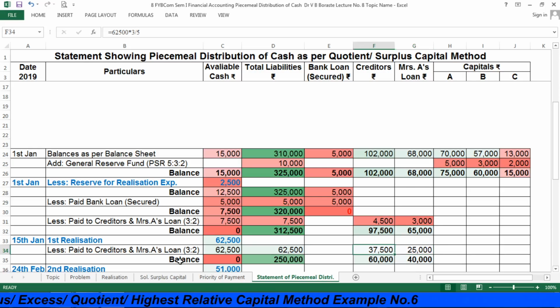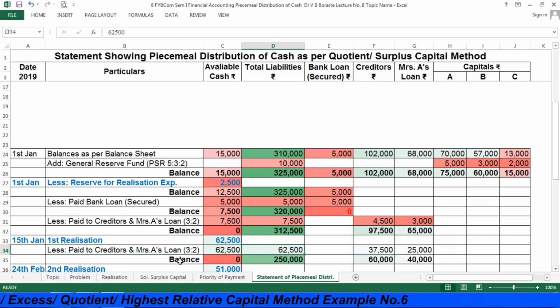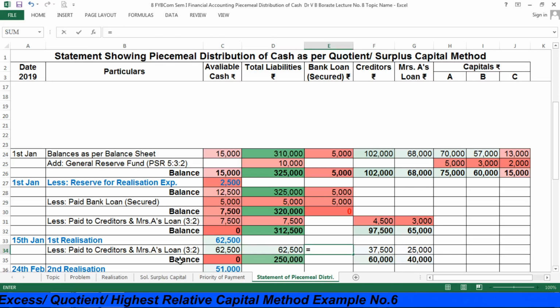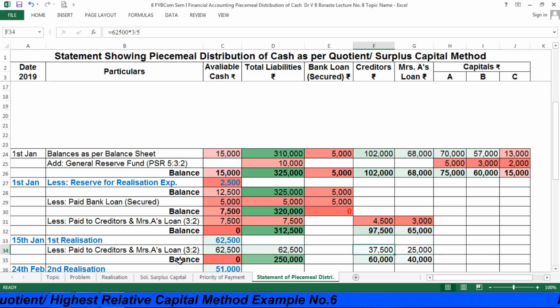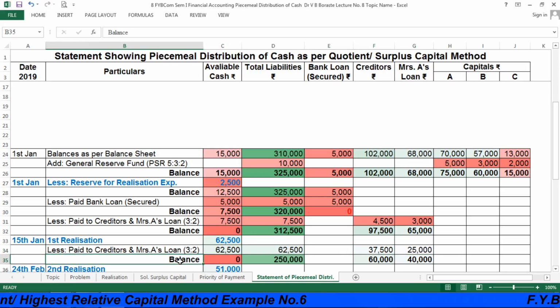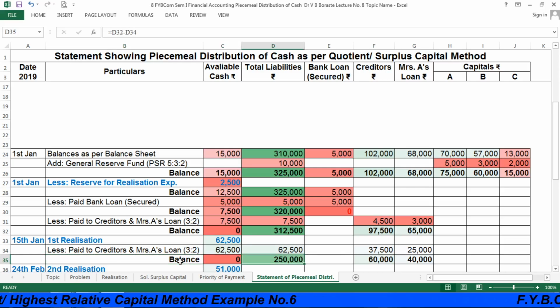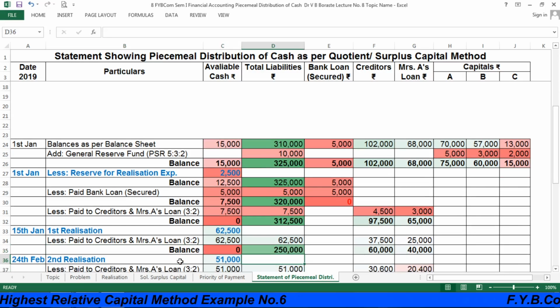That means we have distributed the liability in the profit sharing ratio. You can see here the calculation: 62,500 into 3 divided by 5, so the answer is 37,500. In the same way, you can calculate the other amount, that is Mrs. A's loan amount, which is 25,000. So now our cash balance is 0 and our total liability is still payable 2,50,000.